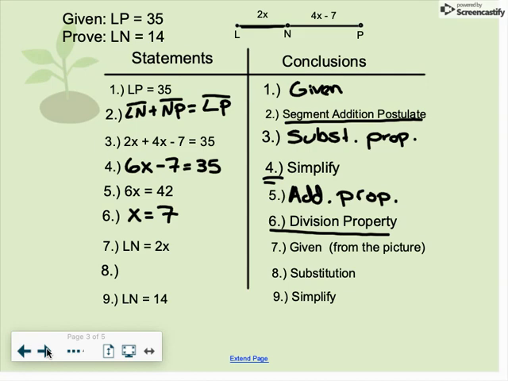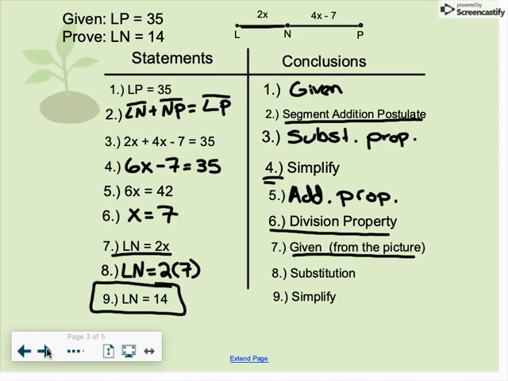So our last step, we're trying to figure out what ln is. Well, given from the picture, we know that ln equals 2x. That's right from the picture there. So now our next step is we're going to substitute in. Well, we just found what x is. So we know that ln is actually equal to 2 times 7. We're plugging in 7 for x, substituting it in its place. And if we take 2 times 7 and simplify that out, we get ln is equal to 14.